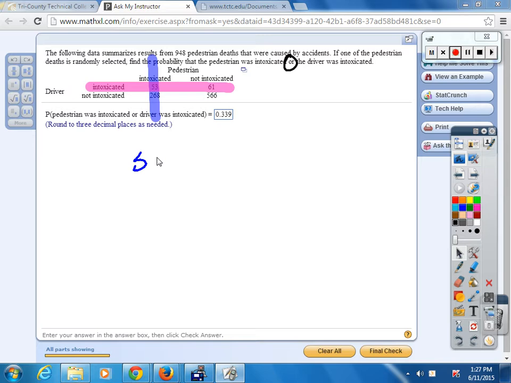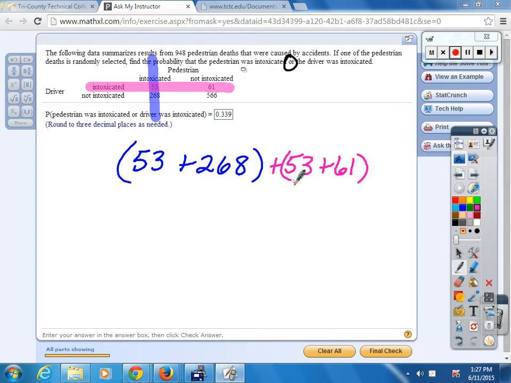Stylus, I pick it up every single time. So I think you just press that. 53 plus 268. Magenta is 53 plus 61. And the overlap is 53, and of course that 53 cancels that 53. And we have a denominator of 948.